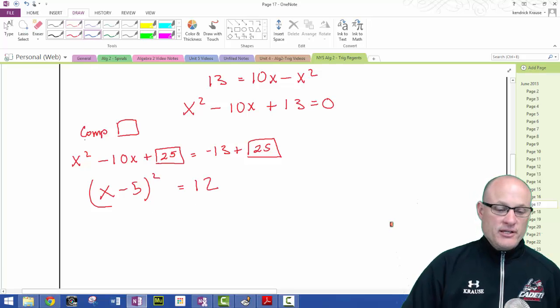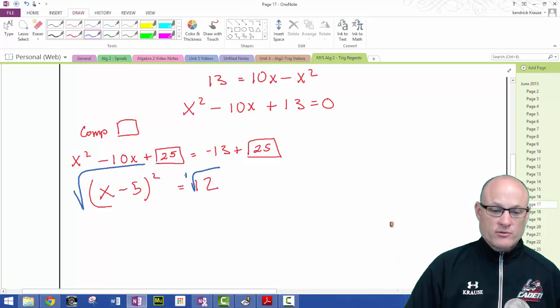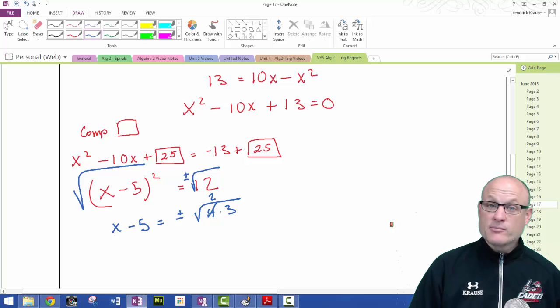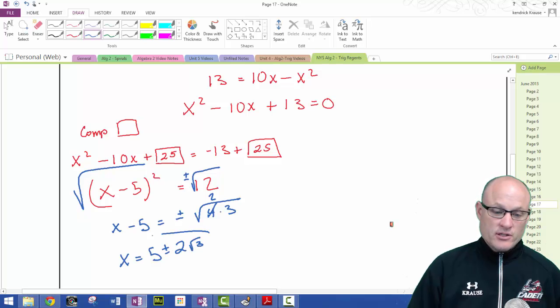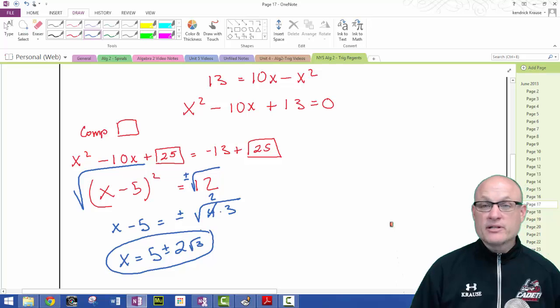In order to complete solving this, I have to take the square root of both sides. And you remember, when you take the square root, you have to put a plus or minus. So I get x minus 5 is equal to plus or minus the square root of 12, which I'm going to write as 4 times 3. Because what is the square root of 4? 2. And it's said in simplest radical form. So my answer becomes x is equal to, when I move the 5 over, 5 plus or minus 2 radical 3. So that's doing it by completing the square.